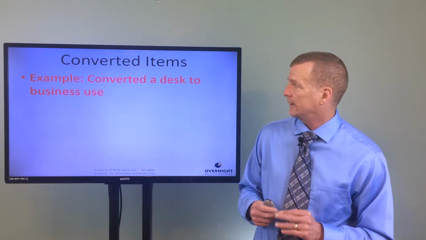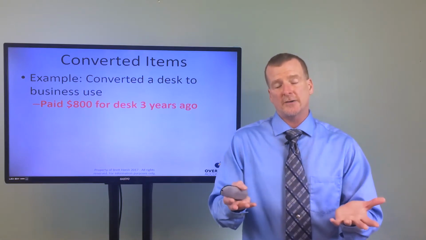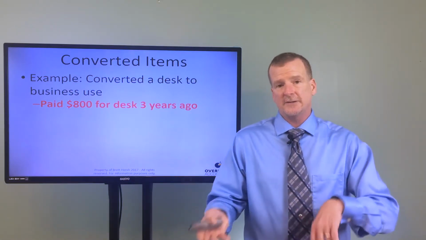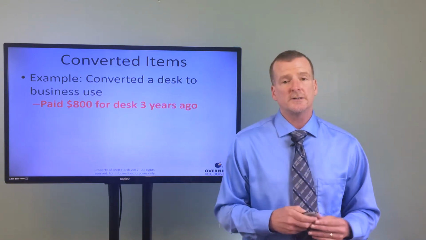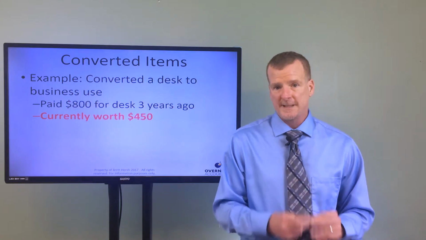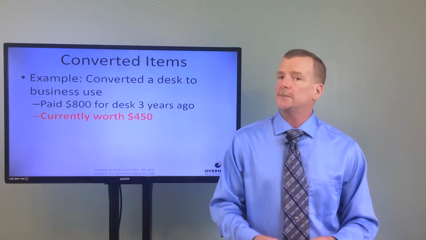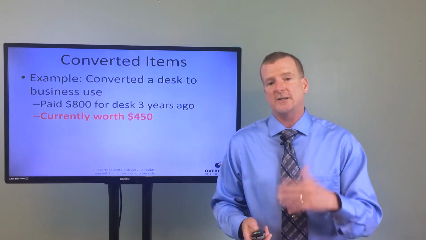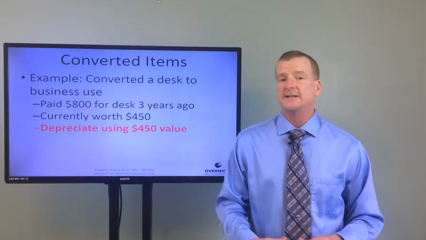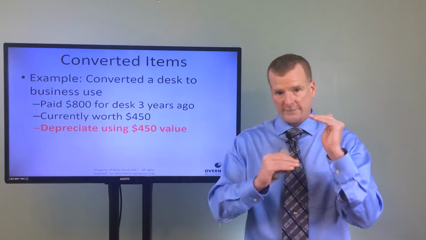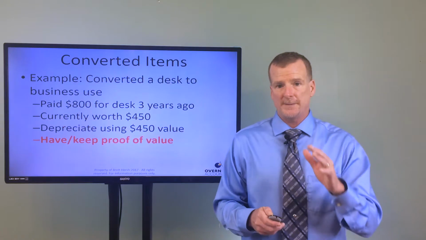So let's go through an example here. Let's say you converted a desk to business use. You paid $800 for the desk 3 years ago, and now you've moved it to your home office. So it's an item that you converted to business use that you originally bought personally. Let's say it's currently worth $450. Now you see that's under $500, but still, because it's an item you converted, you just can't expense that. You have to depreciate it. So you're going to have to depreciate using the $450 value. That's the lower of the adjusted basis or the fair market value. Instead of the $800, you must use the $450. So I hope that makes sense there.